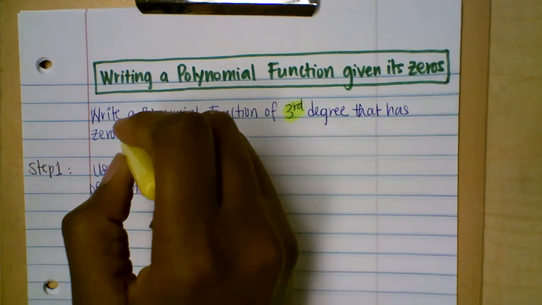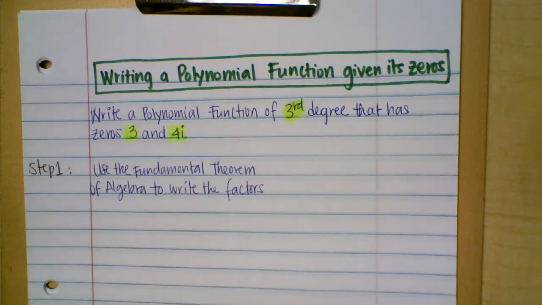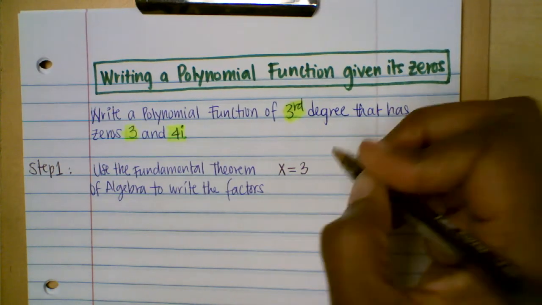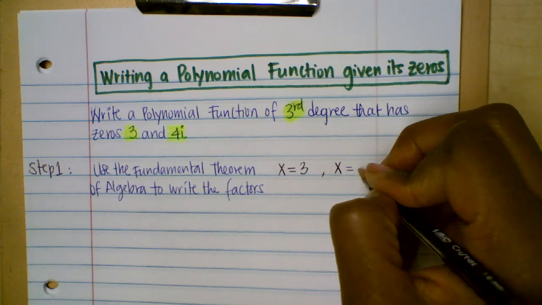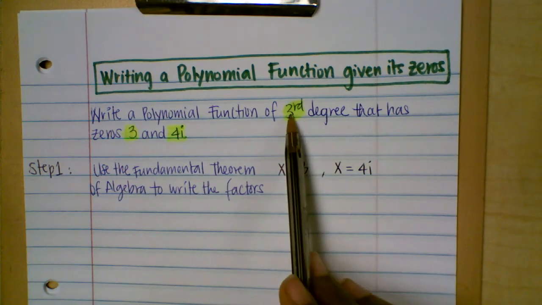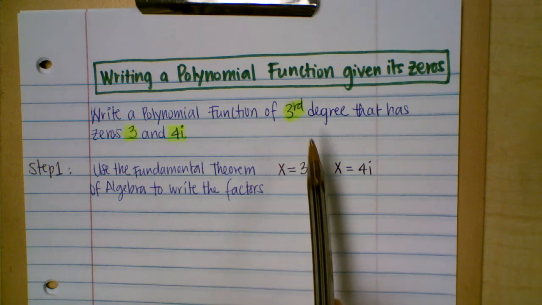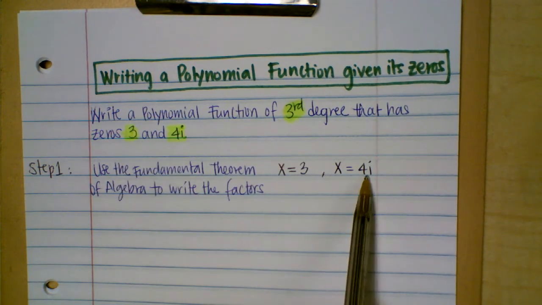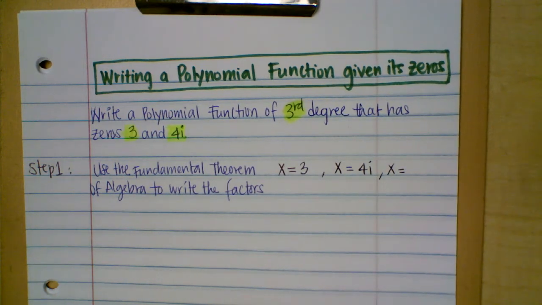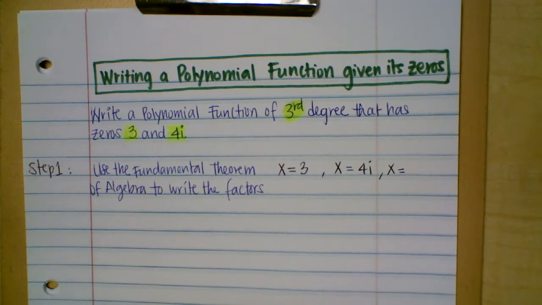What you notice here is that we are counting only two zeros or two solutions, which are x equal to positive 3, and x equal to positive 4i. But the fundamental theorem of algebra states that the degree is the number of solutions or zeros, and I only have two zeros here. So what is missing? What is the third zero? Does it exist, or is the fundamental theorem of algebra wrong?